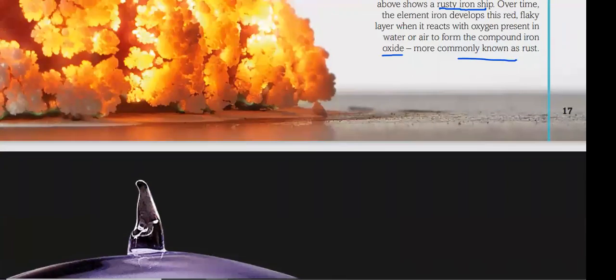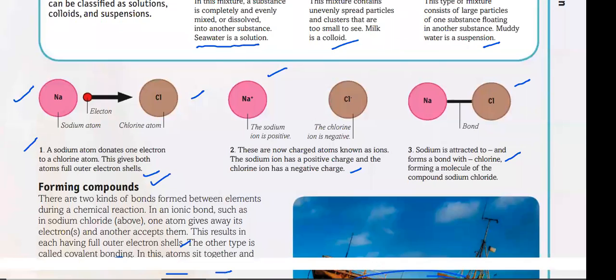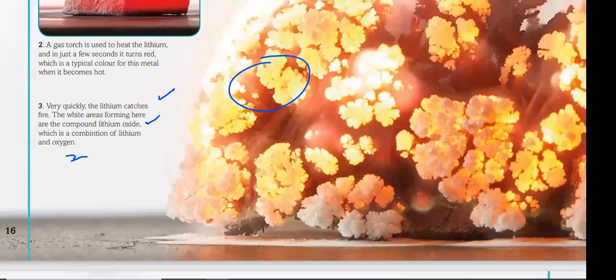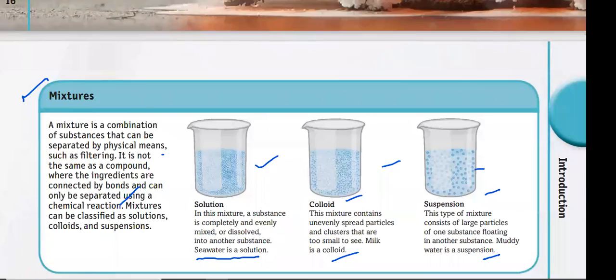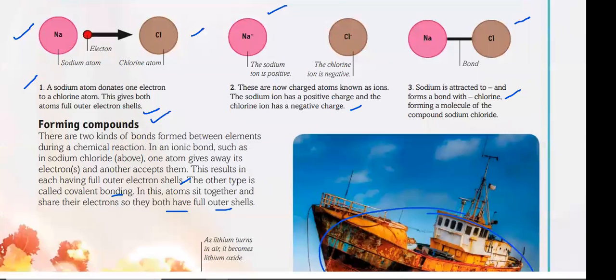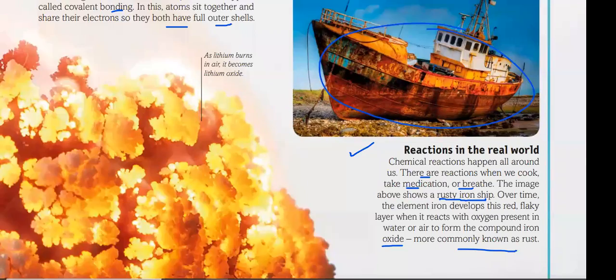So this is very common and general information regarding the elements' behavior, where ionic bond and covalent bond mixtures are formed. And we saw how lithium forms an oxide also in this. As lithium bonds in air, it becomes lithium oxide.